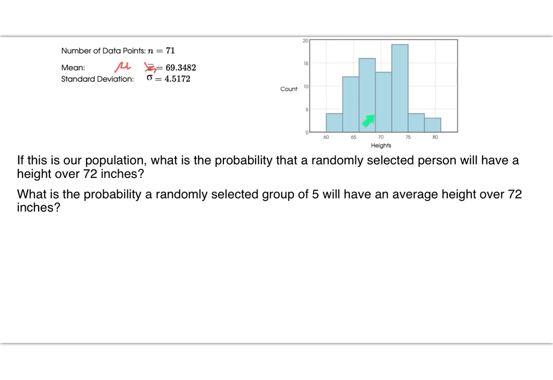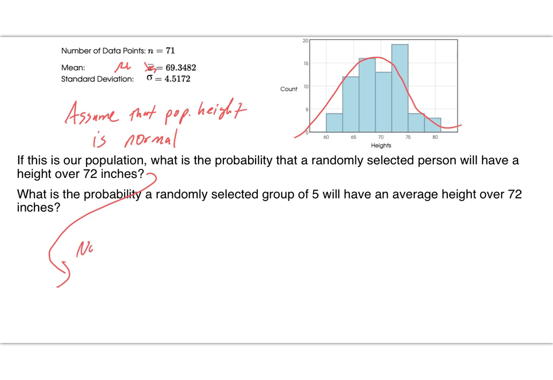The other thing I want us to assume for today is that the population height is normal. So we're going to say that this is close enough to normal for our sake for today. So in doing so, if this is our population, what's the probability that a randomly selected person will have a height over 72 inches? Let's just recall how we do that.